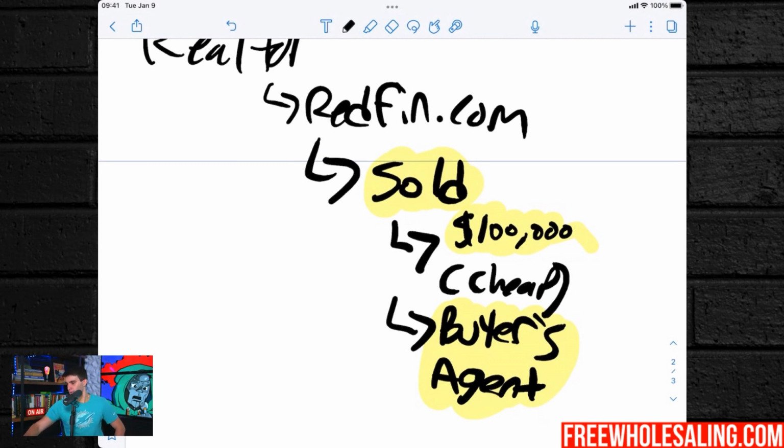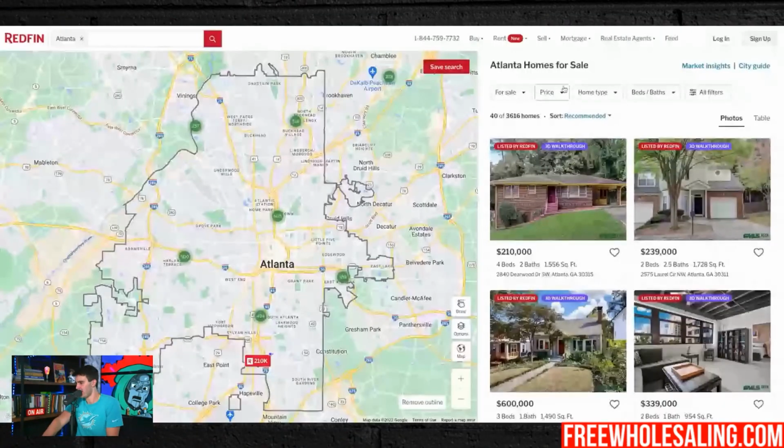I'll give you a quick example here. So let's go into Redfin. What market should I do in Redfin? Let's just do Atlanta. Why not? I'm feeling Atlanta today. I think we have a lot of supporters in Atlanta, so let's help them out. So we're going to go to Hotlanta. Here we go. I'm in Atlanta right here.